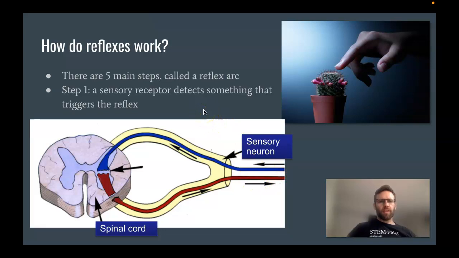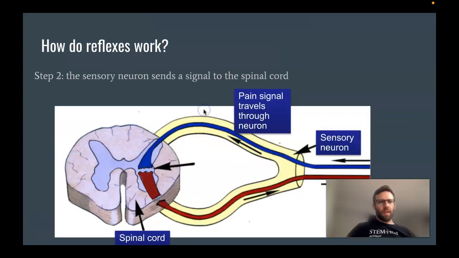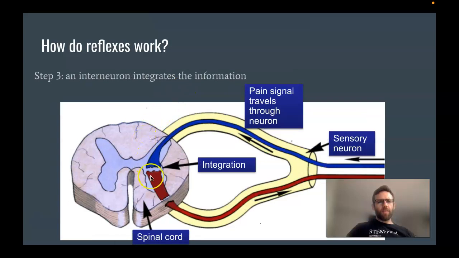So step one, sensory receptor detects something. Step two, the sensory neuron sends a signal to the spinal cord. So this is where we are here. We're sending this signal to the spinal cord. Step three, we might have something called an interneuron. There might be an extra neuron in here that is connecting this input to the output. So we might call that an interneuron, and it integrates the information.